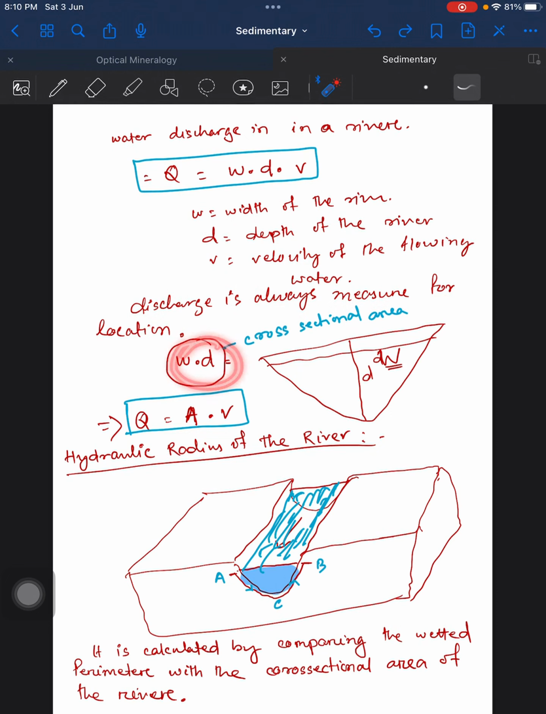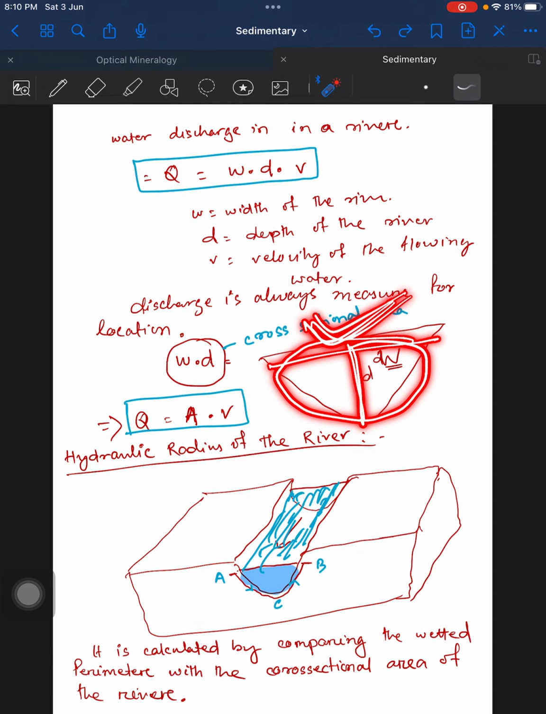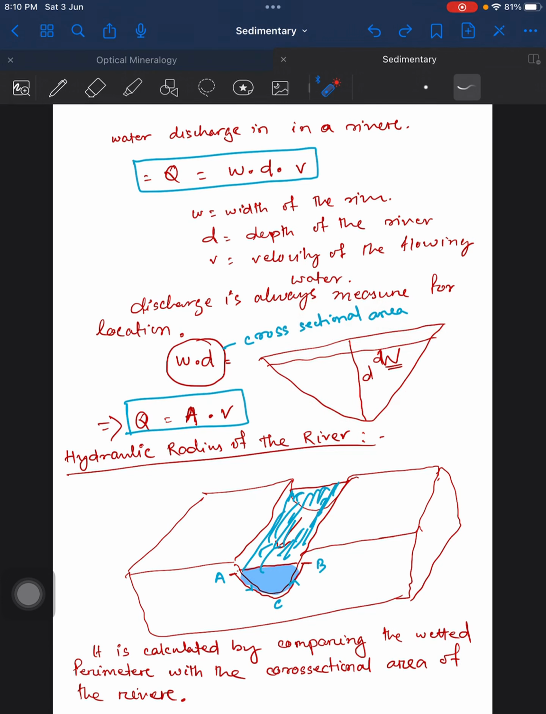WD, what I said, this is the width and this is the depth. So it will give us the cross sectional area. So we can write that these two terms can be converted into the cross sectional area into velocity. Okay, this is the amount of discharge of water.